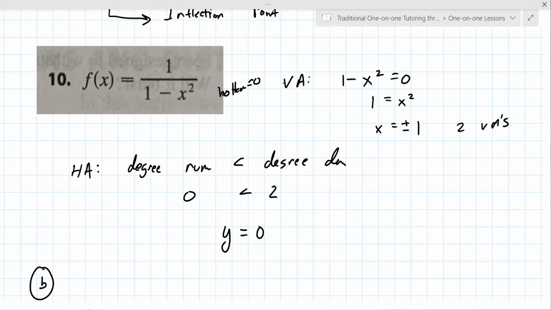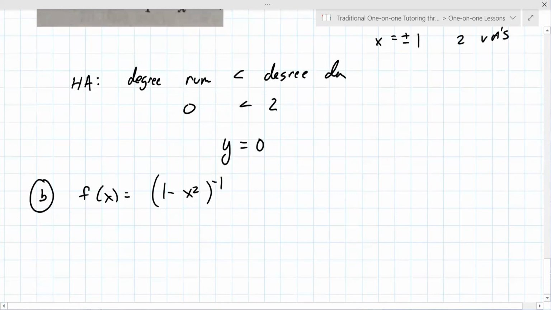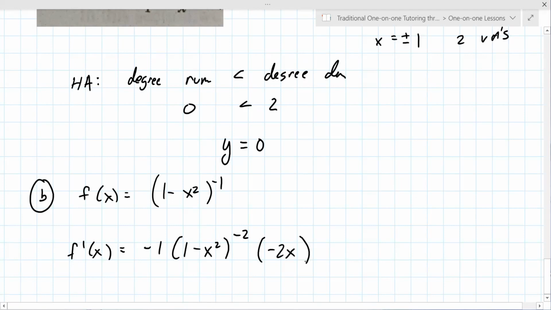All right. So now you have to take a derivative of this. You might recognize how to do the derivative if I rewrite it slightly like this. It's power rule followed by chain rule. This -1 means the 1 over. So it's -1 times 1 minus x squared to the -2 power, multiplied by the derivative of the inside function, minus 2x.